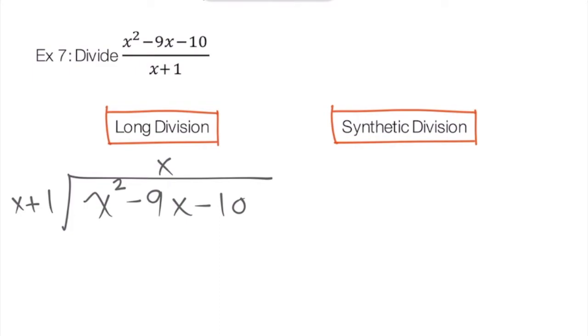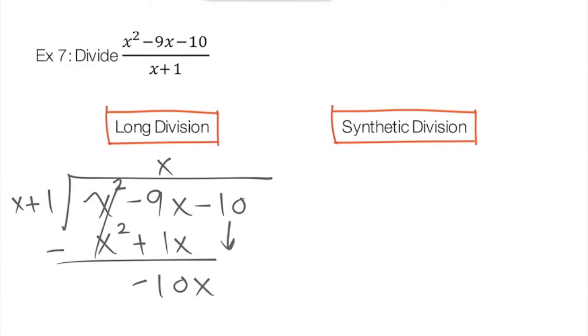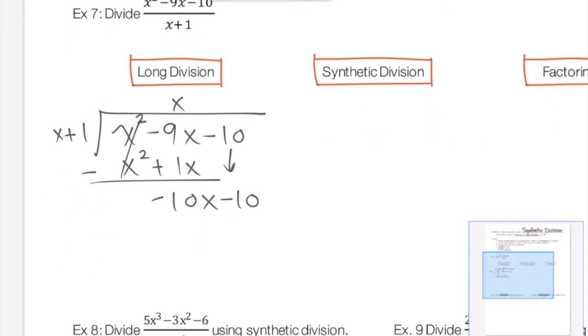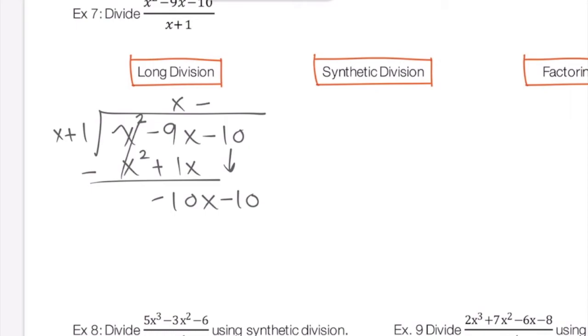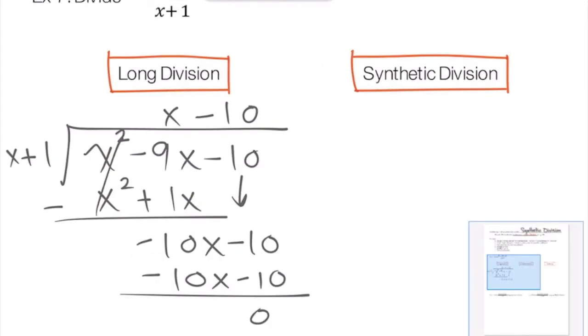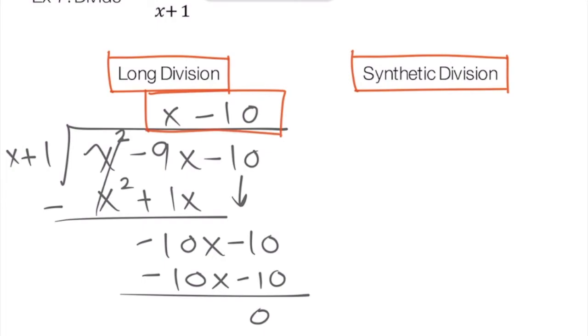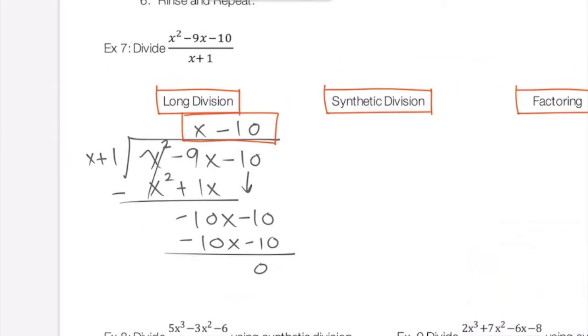Now I multiply x times the quantity x plus 1 to get x squared plus 1x. Now I subtract. x squared minus x squared is 0. Negative 9x minus 1x is negative 10x. Bring down our next term and get minus 10. Now x times what gives you negative 10x, and it's a negative 10. And then negative 10 times the quantity x plus 1 gives you a negative 10x minus 10. We subtract and we get a 0. So what we find out is that when we divide x squared minus 9x minus 10 by x plus 1, we get x minus 10.